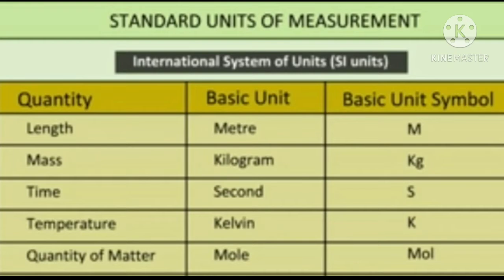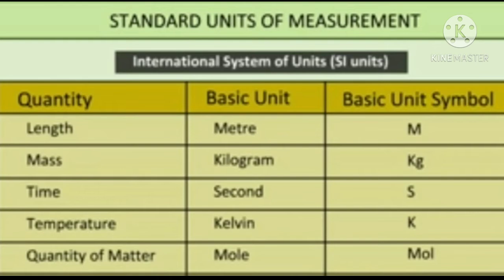Certain units of measurement have been accepted by people throughout the world. The units used to measure time, distance, mass, volume and temperature are the same everywhere. These units are known as the International System of Units. The units included in this system are called SI units. SI is the short form of Systeme International units.